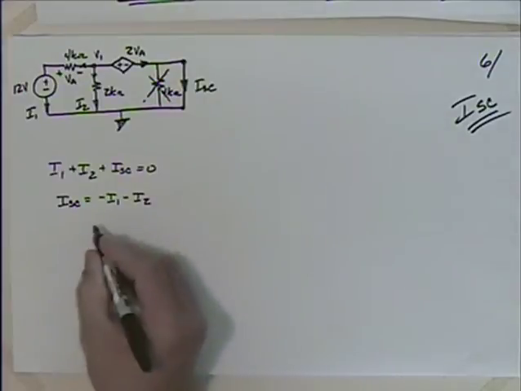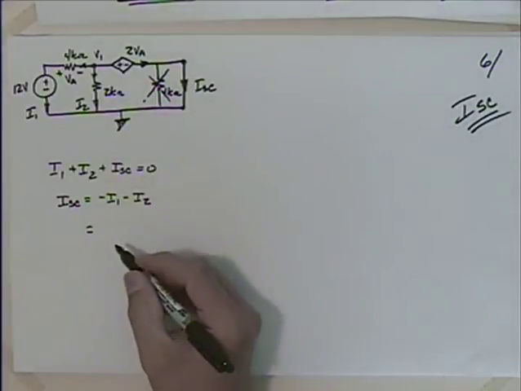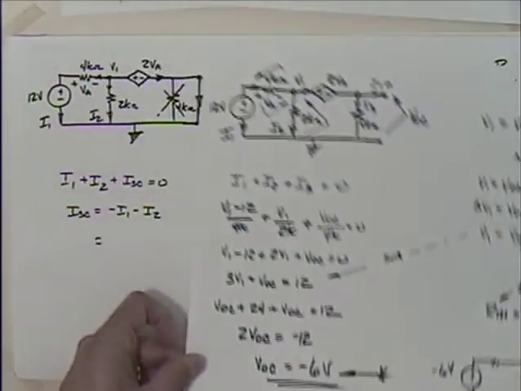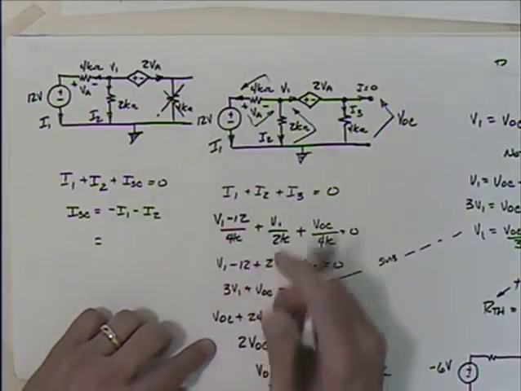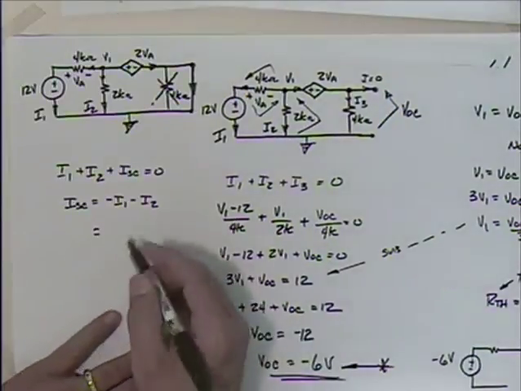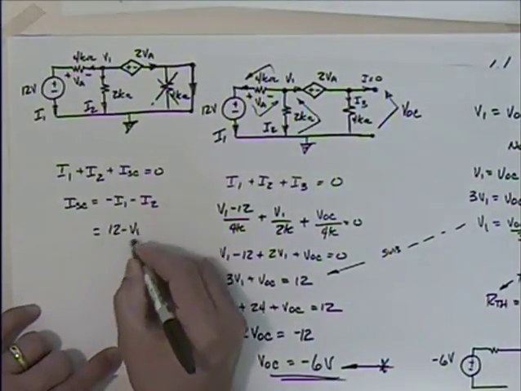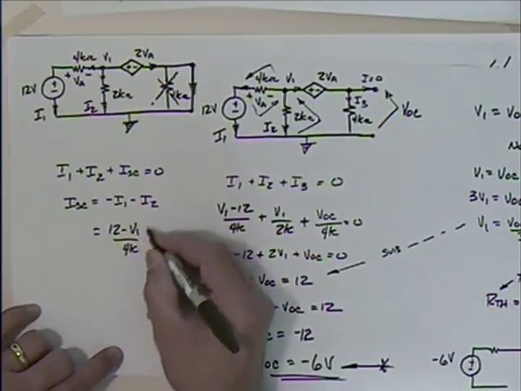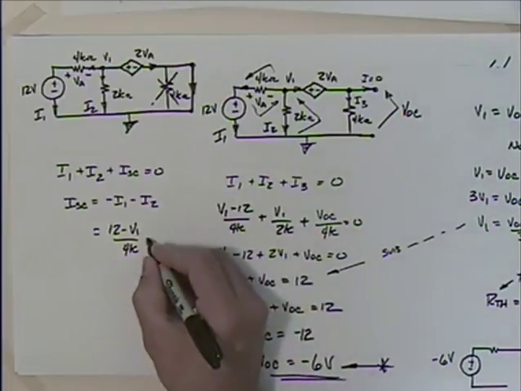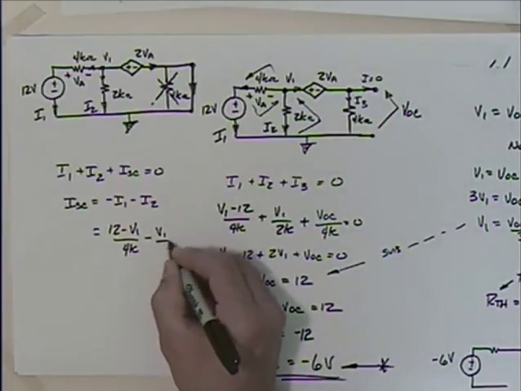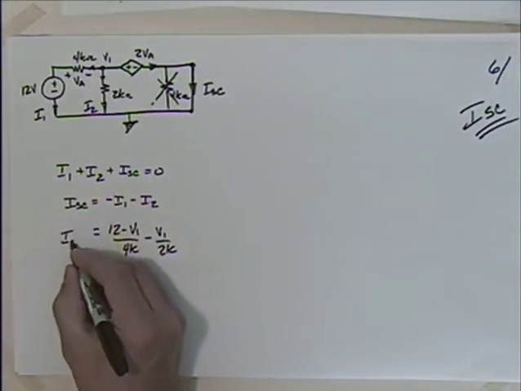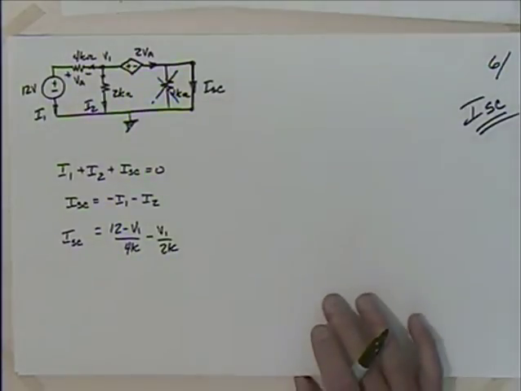Is that right? Which would be, and we could go back to our previous work for this, we could say that this would be what we have for I1. It should be the same here. It's not going to be affected by this shorting out. I have V1 minus 12. So when I put a negative sign in front of that term, I have 12 minus V1 divided by 4K. And then I have this I2, which is going to be V1 over 2K, but I have to put a negative sign in front of it, so I'll put a negative V1 over 2K. And that's equal to I short circuit.